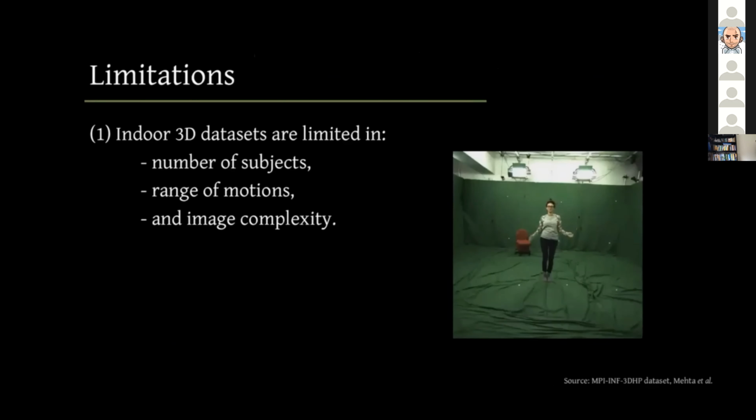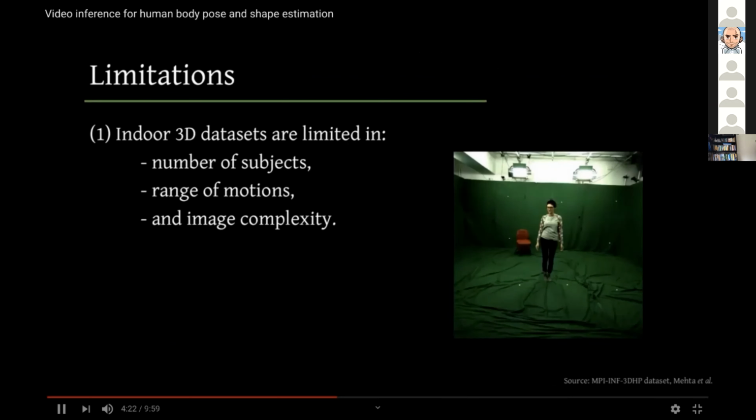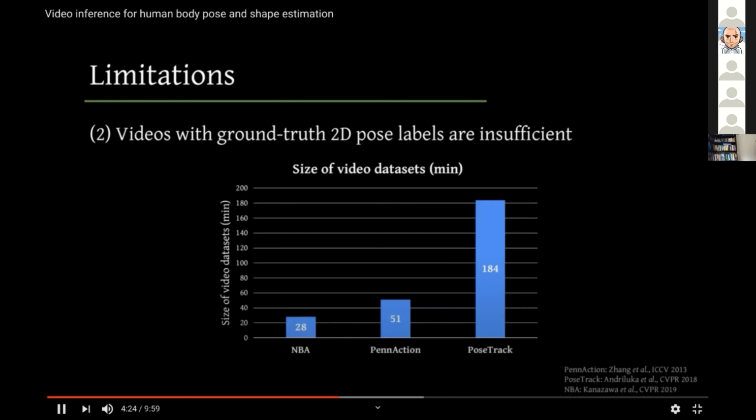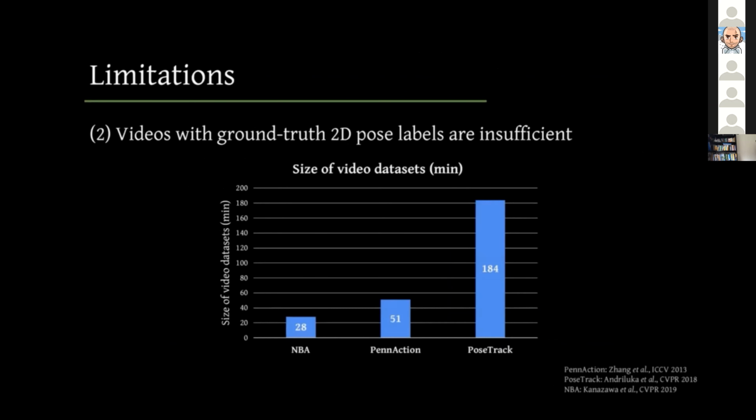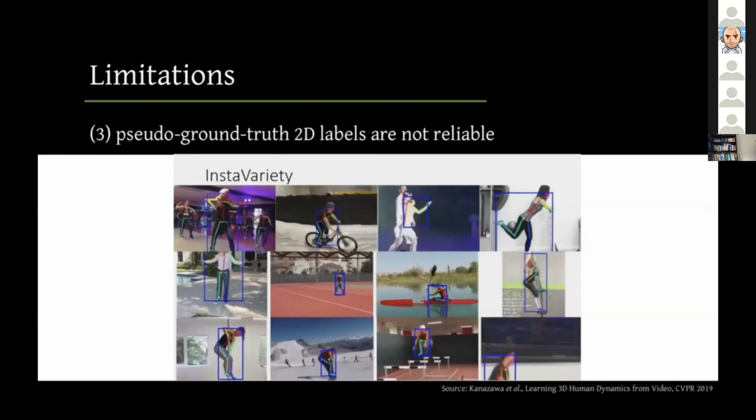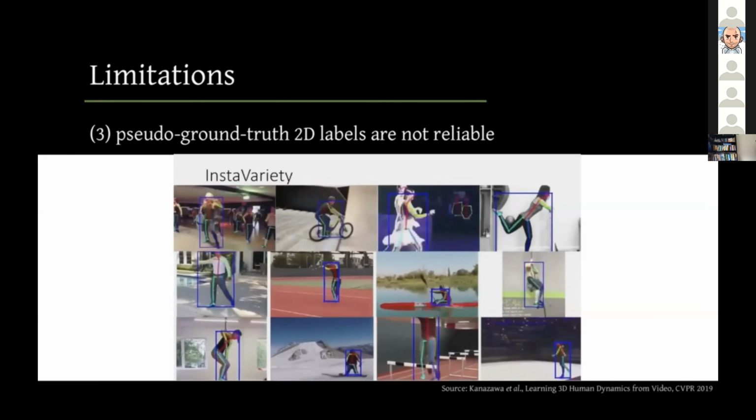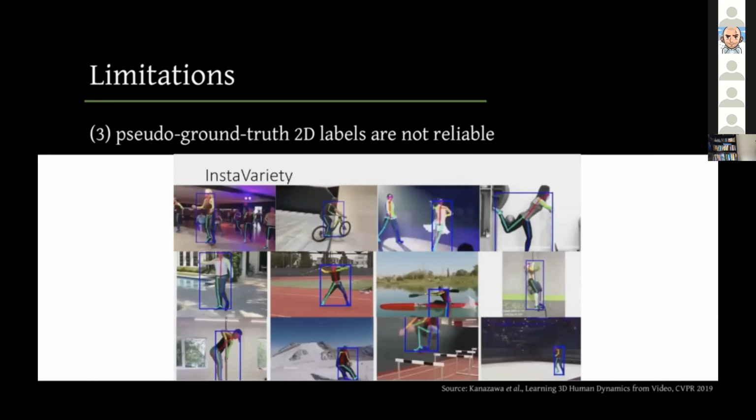However, these datasets have several limitations. Firstly, indoor 3D datasets are limited in the number of subjects, range of motions, and image complexity. Secondly, the amount of videos labeled with ground truth 2D pose is still insufficient to train deep networks. Thirdly, pseudo-ground truth 2D labels are not reliable for modeling 3D human motion.